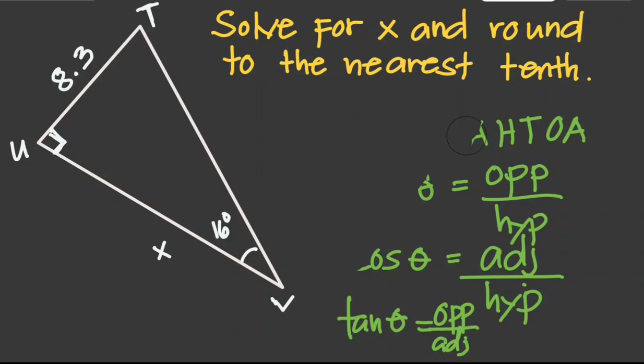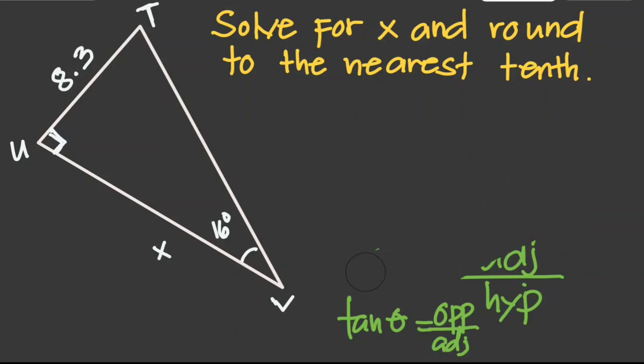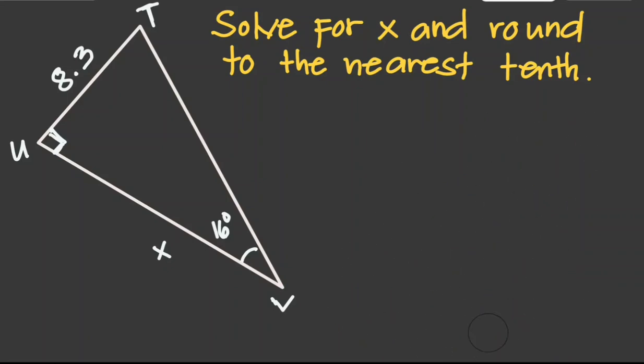Okay, now let's solve this problem here. Solve for x and round to the nearest tenth. So we're given this angle here, angle V, which is equal to 16 degrees. And then we're given the two legs. So we're not given the hypotenuse here. We're given the opposite side and the adjacent side. So that means we will use tangent in this case.